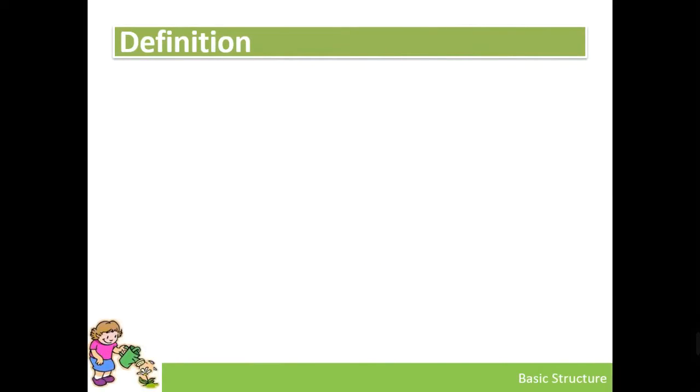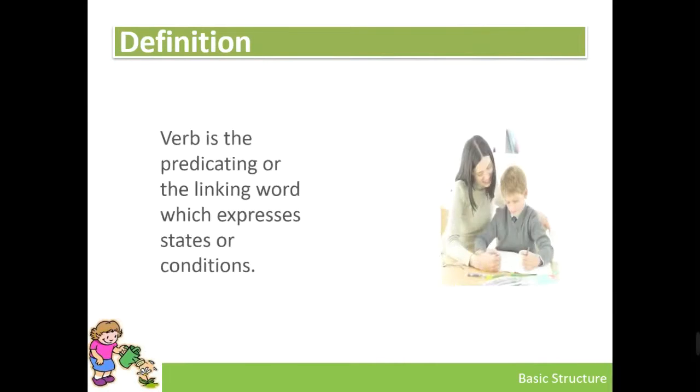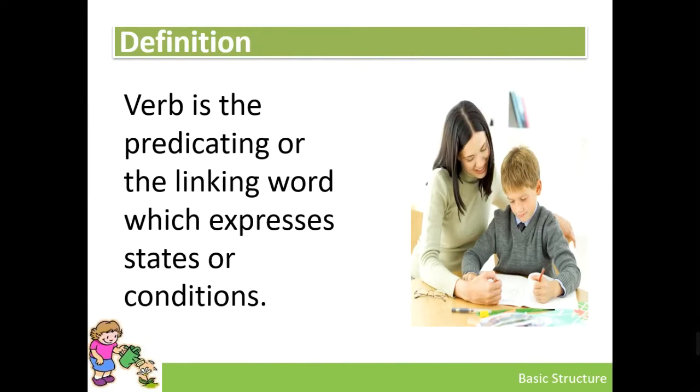Let's start from definition. So what is verb? Verb is the predicating or the linking word which expresses states or conditions. So verb will come after subject in the sentence function. It is the predicating or the linking word. It becomes the bridge between the subject and other function in the sentence.